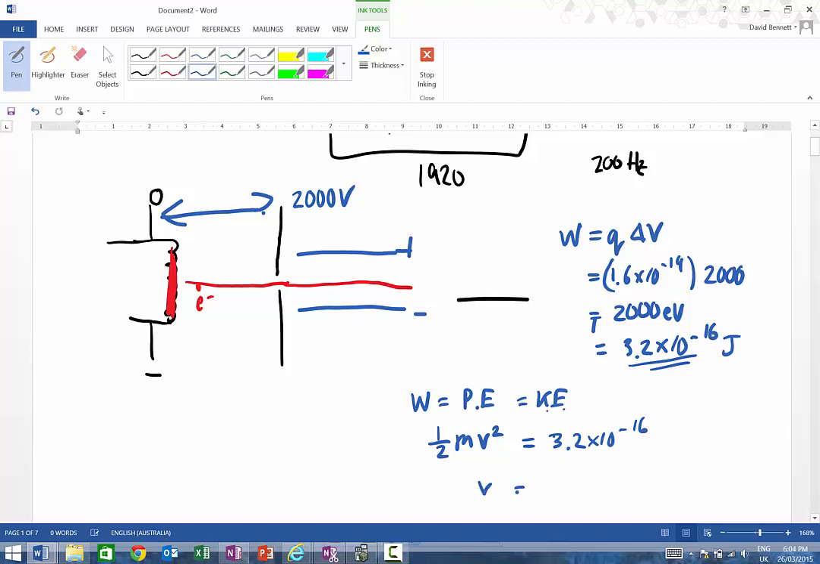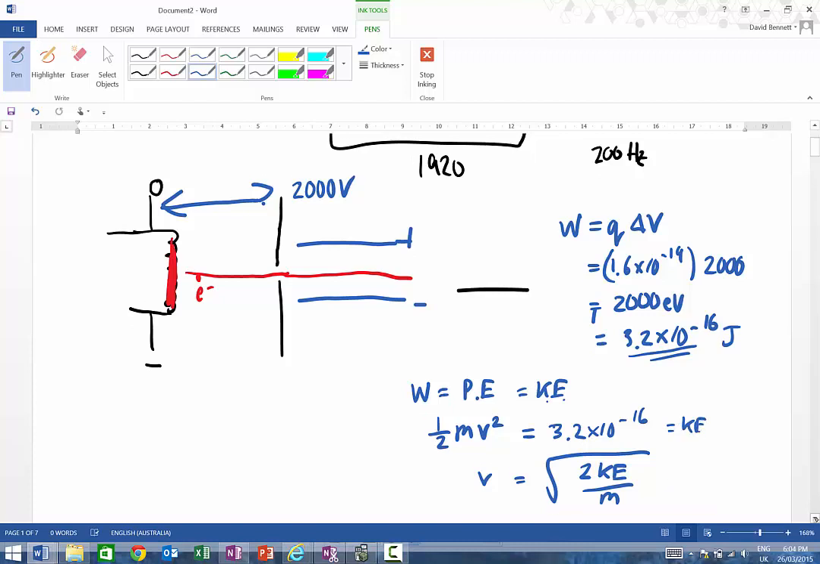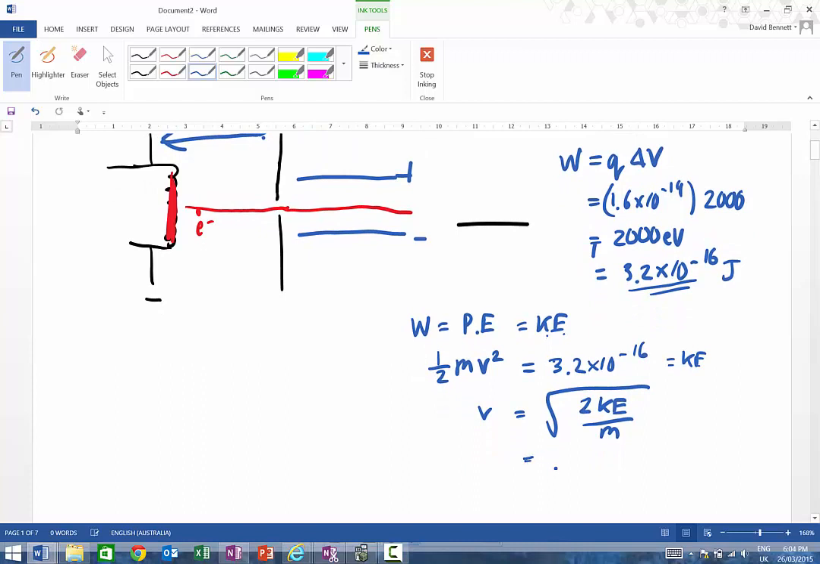So the velocity is simply the rearrangement of this formula. It's going to be the square root of 2 times the kinetic energy over the mass, keeping in mind that's the kinetic energy that it's gaining. If we put that into the formula, we can work that out in one step. So that's 3.2 by 10 to the minus 16, all over the mass of an electron. The mass of an electron is 9.11 by 10 to the minus 31 kilograms.